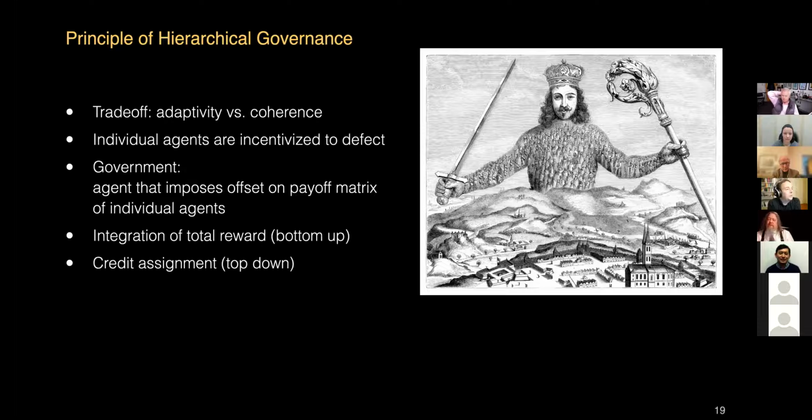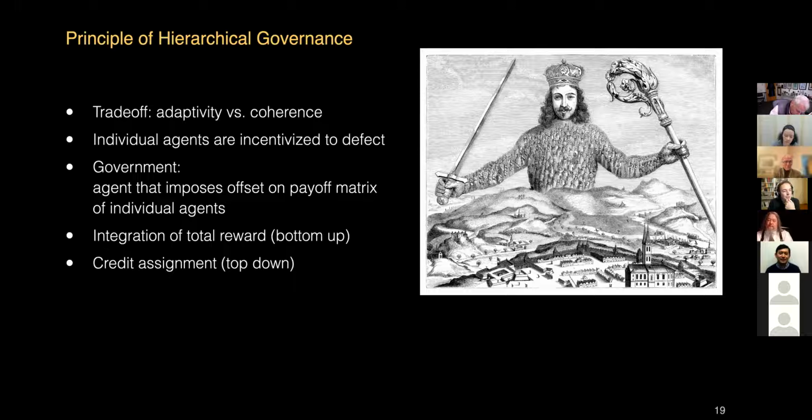So if you think of hierarchical governance as a principle, we have a trade-off there between adaptivity and coherence in the system. The more adaptive it is, the harder it is to maintain coherence. And the individual agents here are incentivized to defect from the system very often. And you might have to limit this by having an agent that imposes an offset to the payoff matrix to the individuals. And this is what we call a government. And the need for a government comes not from political constraints or from the desire to exploit people or something else. It's just a game theoretic thing that you can derive from first principles.